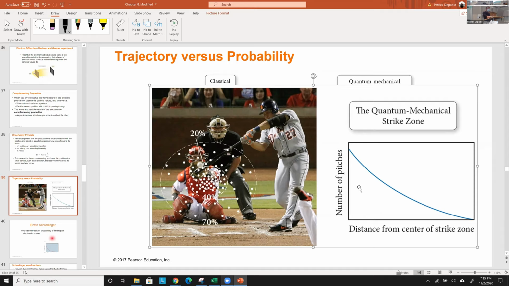So if you were to look at the distribution chart on the right, you would see that the number of particles closer to the strike zone is very high, or the percent chance that they are there is high. But as you move further away, it gets lower. That's exactly what happens with electrons. That's basically all I'm trying to say. So any questions on that?